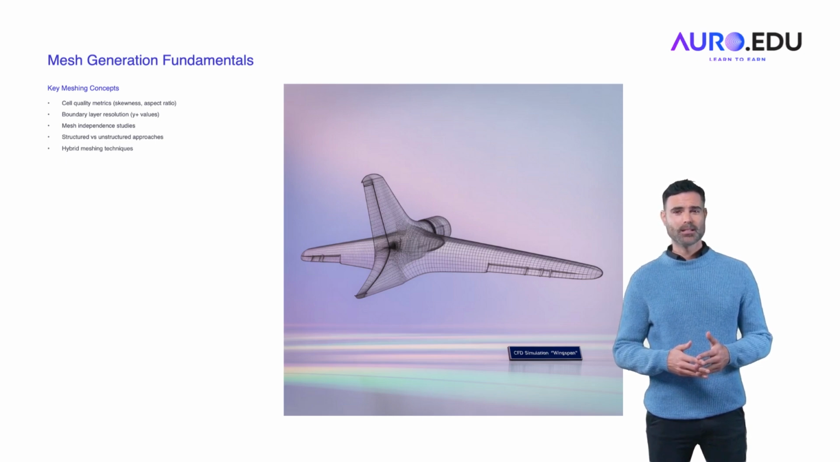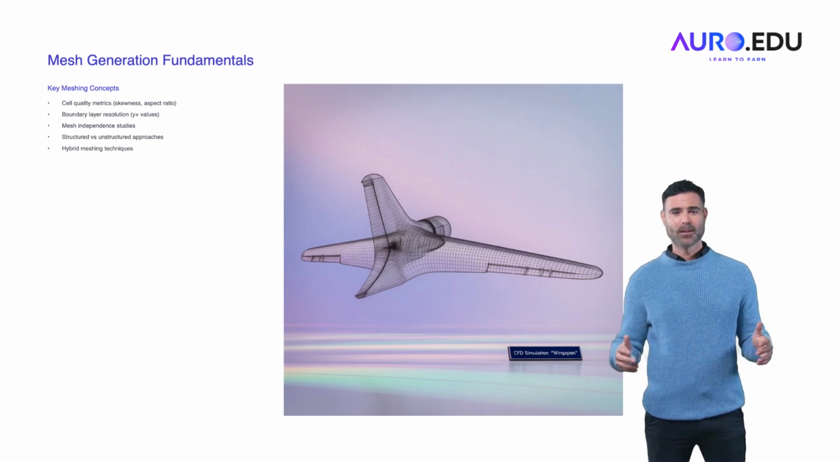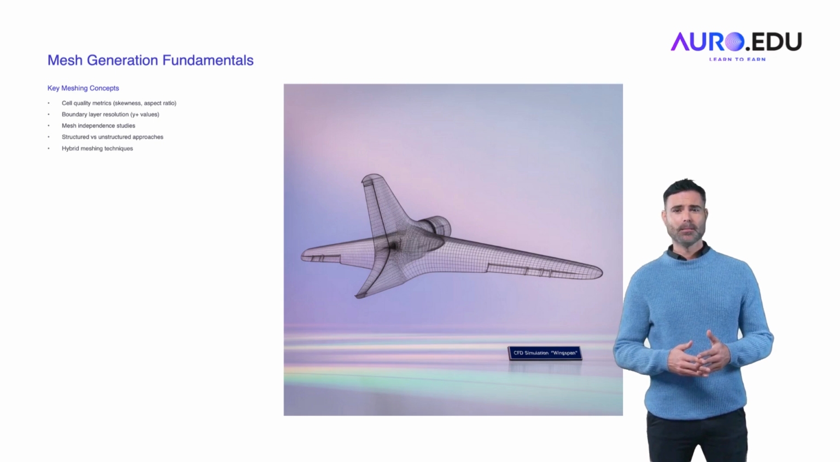Mesh generation fundamentals. Proper mesh generation is critical to the accuracy of CFD simulations. Cell quality metrics like skewness and aspect ratio affect the accuracy of the solution. Cells should be as equilateral as possible for optimal performance. Boundary layer resolution is crucial for predicting skin friction and heat transfer accurately. The Y+ values help define the mesh near the surface to resolve the boundary layer properly. Mesh-independence studies are conducted by running simulations with progressively finer meshes to ensure that the results don't change significantly with further refinement.